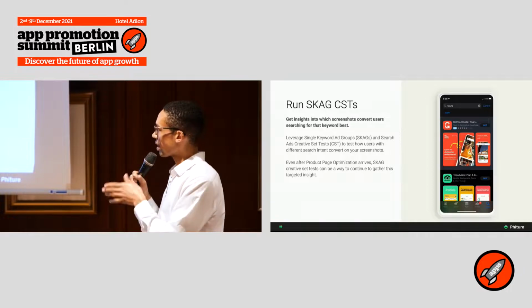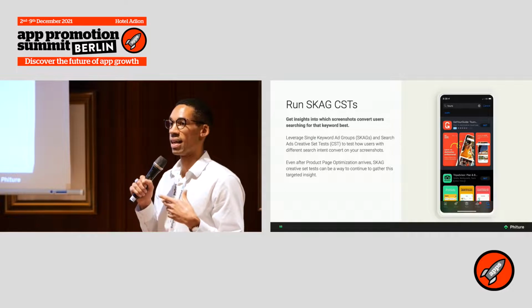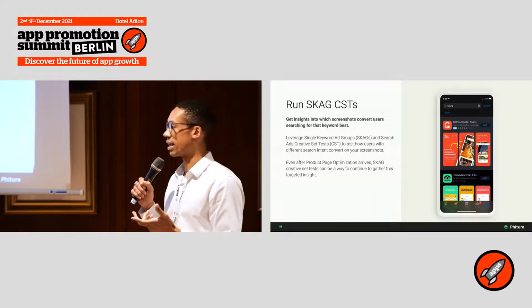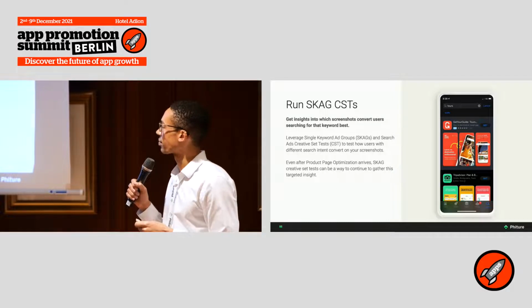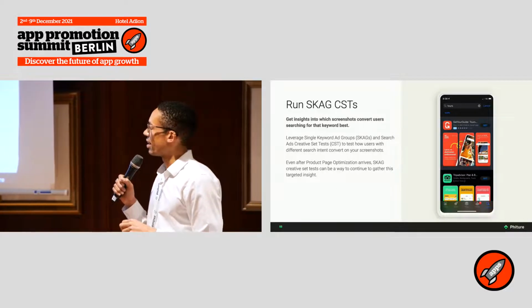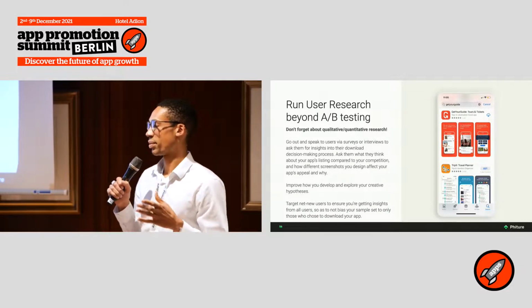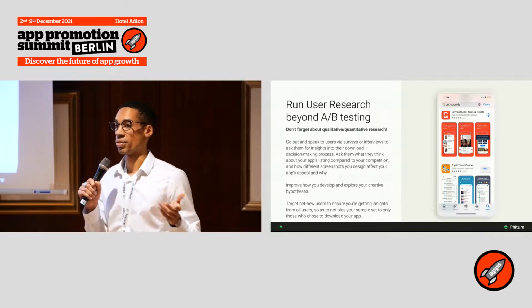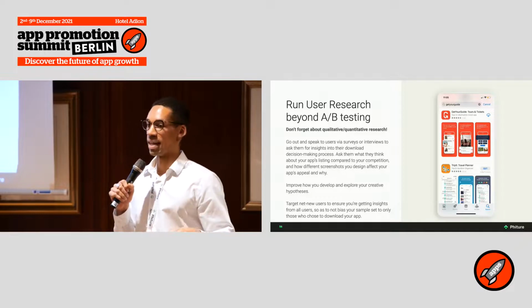So even after product page optimization arrives, continue to run single keyword ad group creative set tests to improve your share on the keywords that you care most about. And then I think the last one is something that we're doing a lot more exploration on at Feature, and this is user research. It's very easy to get caught up and swept away in just A/B testing.